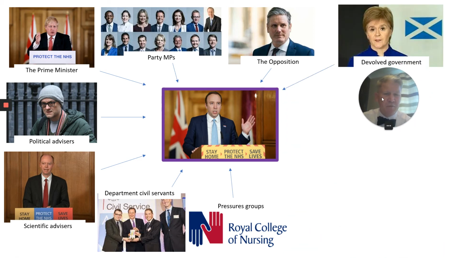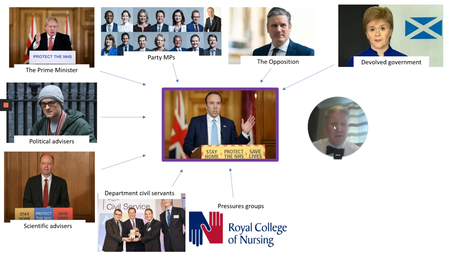Then you have devolved government. Well, that changes the game. For example, in Scotland, they have greater powers over what they choose to do in terms of the lockdown strategy. And that can influence how Hancock is getting his messages across and what he decides to do. Because he's trying to give an impression for England and Wales, where the Scottish might have a completely different strategy.